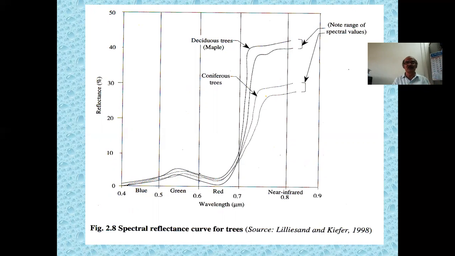In the beginning, we have discussed that when the energy interacts with the Earth surface features, part of the light will be reflected, part is absorbed, and part is transmitted. These three will be different for different Earth surface features. That is point number one. Point number two is again reflection, absorption, and transmittance will be different at different wavelengths of the electromagnetic spectrum, that is clearly visible on this image.